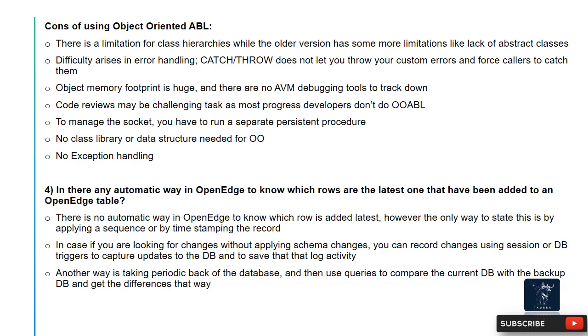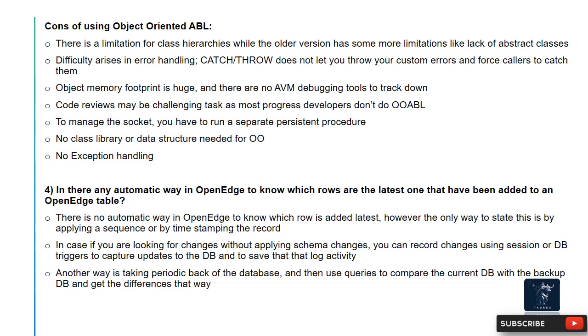Code reviews may be a challenging task as most Progress developers don't do OOABL. To manage a socket, you have to run a separate persistent procedure. No class library or data structure needed for OO. No exception handling. 4. Is there any automatic way in OpenEdge to know which rows are the latest ones that have been added to an OpenEdge table?